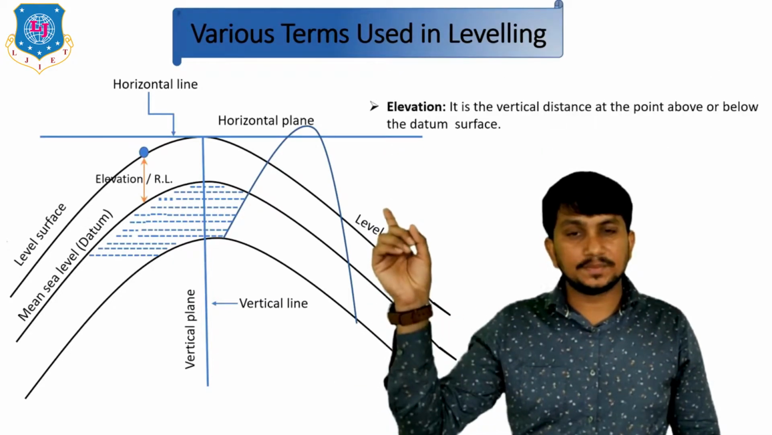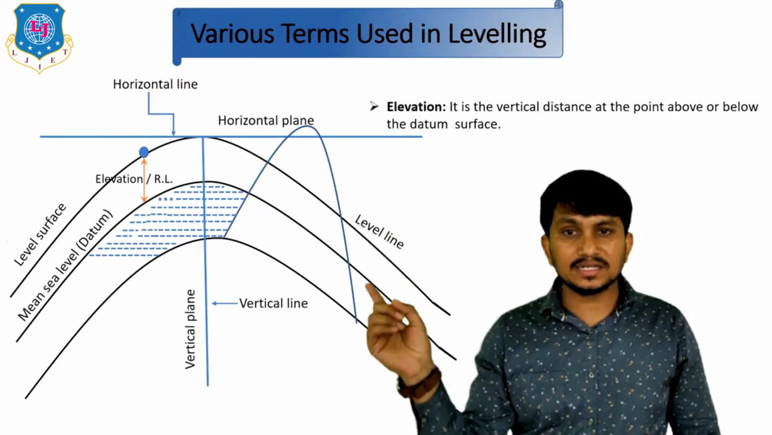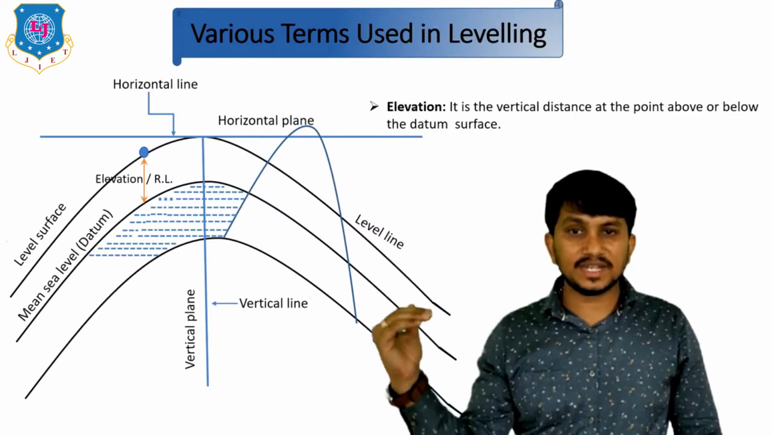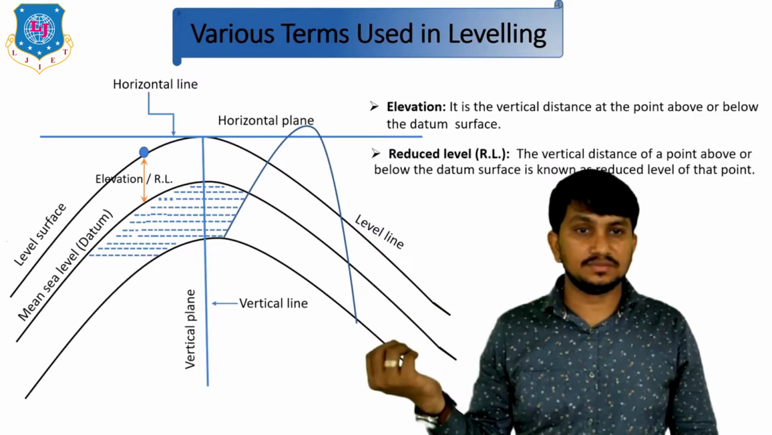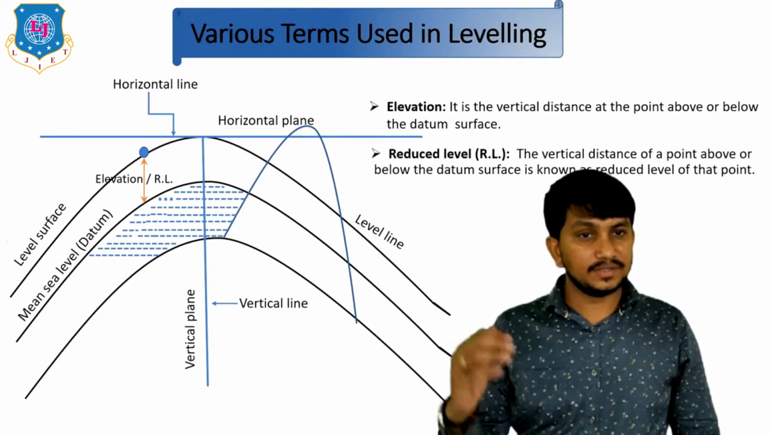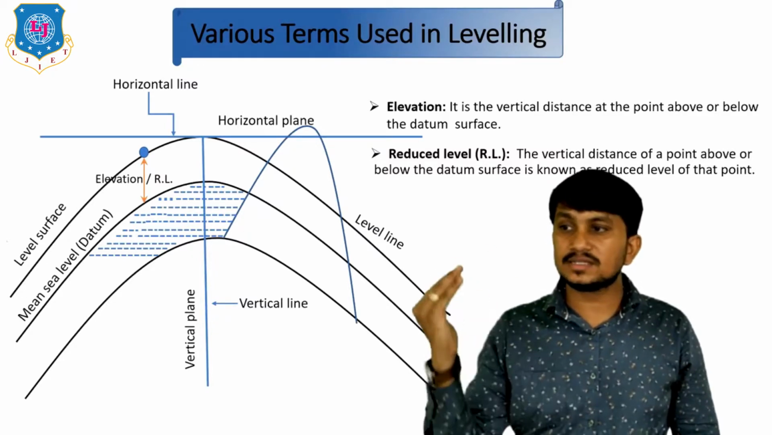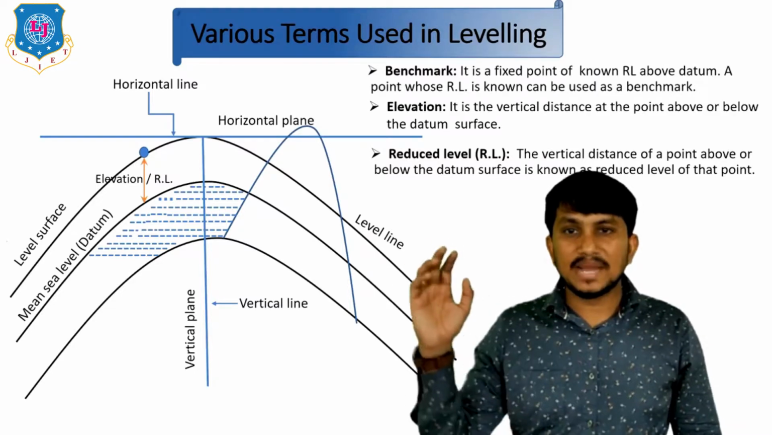Suppose this is a point on the level surface. If we take the vertical distance of this point from the datum, the vertical distance is called elevation. It is also called reduced level, RL. The vertical distance of the point above or below the datum surface is known as the reduced level of that point. And the last is benchmark.